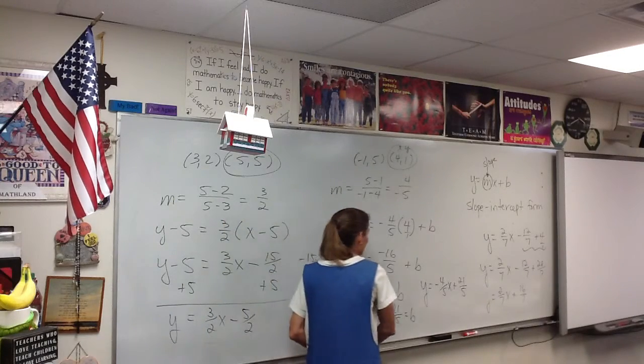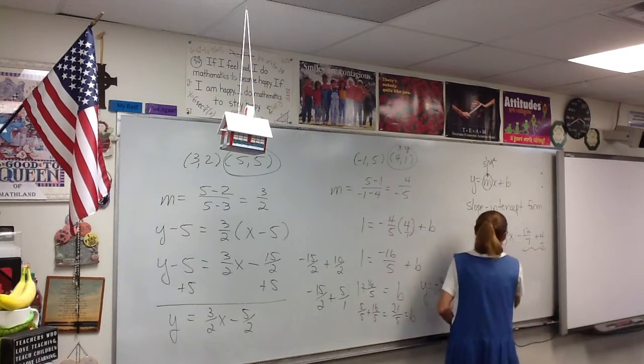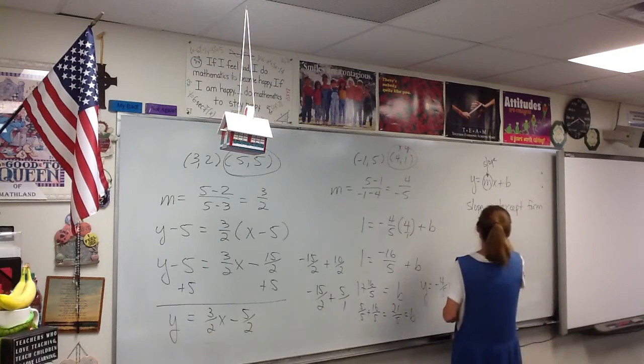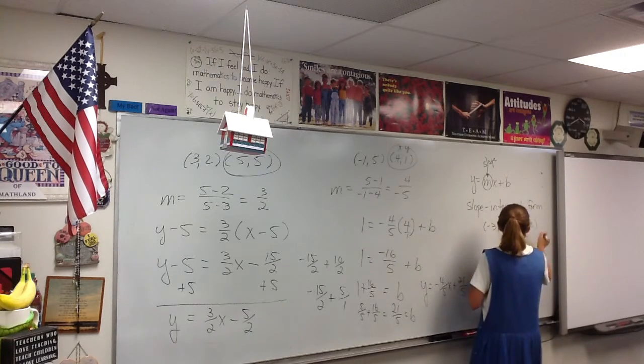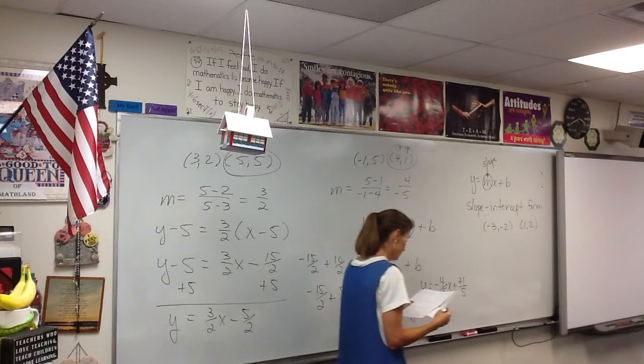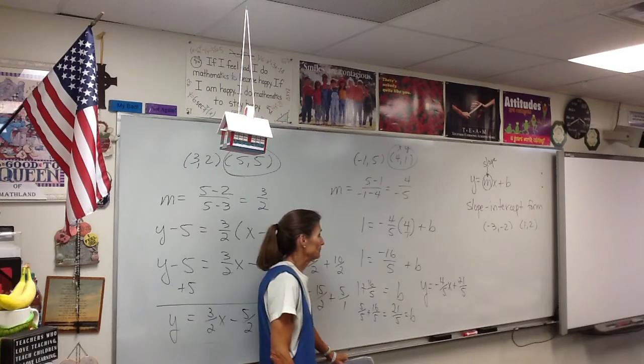Okay, one more, last one of the day. See how far you can get on your own. Again, we're using slope-intercept form, and our points are -3, -2, and 1, 2. Well, I think this one's going to be a little easier.